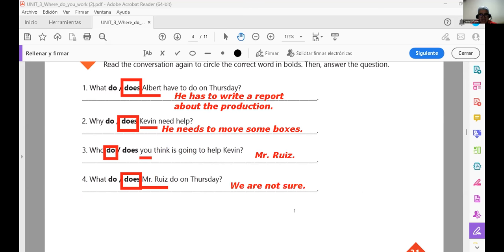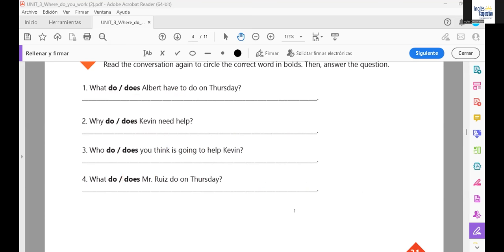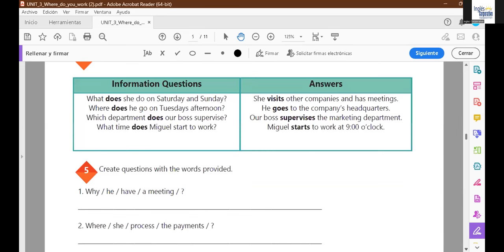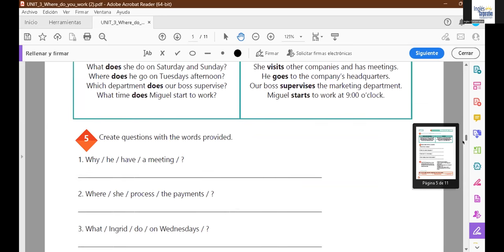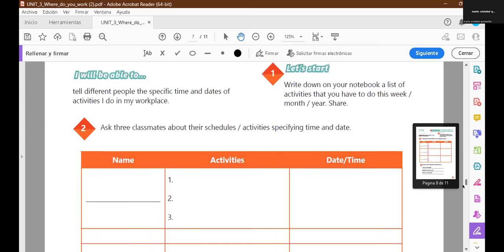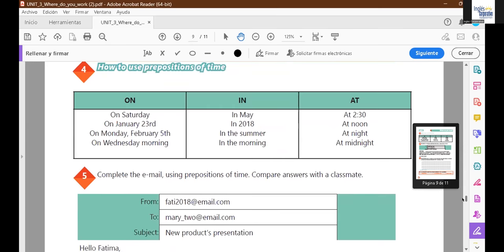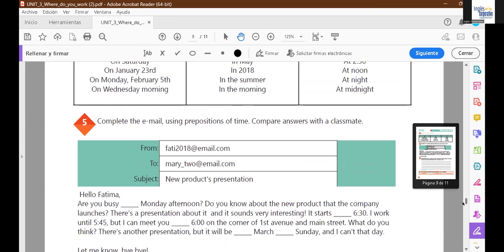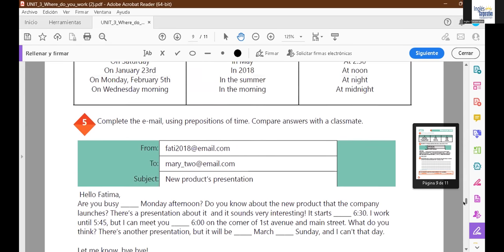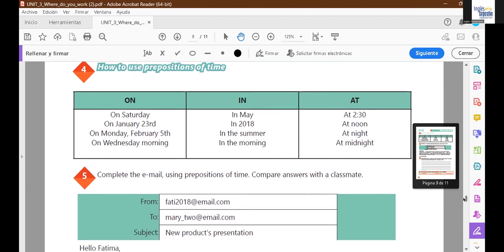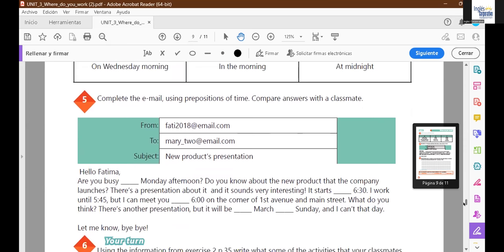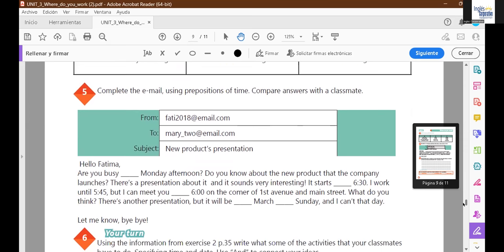Okay. So now, let me see. We have some more exercises. And look at this. You can continue that on your own. I just want to show you the last topic that we covered during this week. Estuvimos viendo las WH questions y estuvimos viendo las preposiciones. So just to finish, we have this email. Complete the email using prepositions of time and compare answers with a classmate.